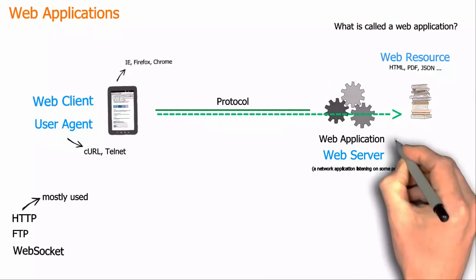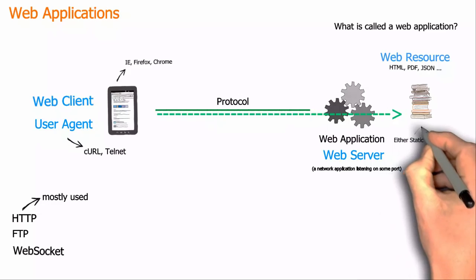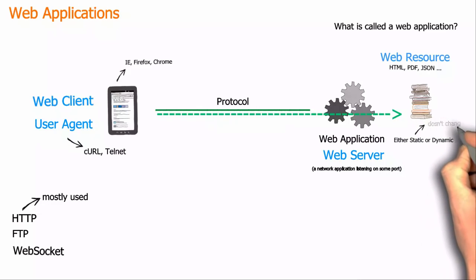A resource could be either static or dynamic. A resource which does not change is called a static resource. That means it's like some static file sitting on the web server's hard disk, or somewhere the web server has access to. When a request for a resource comes from a web client, the web server passes that resource to the web client straight.